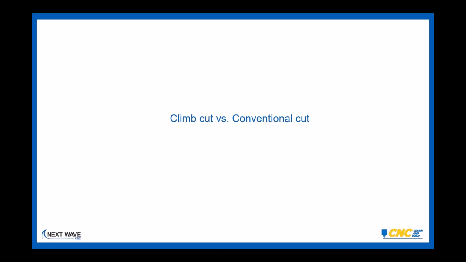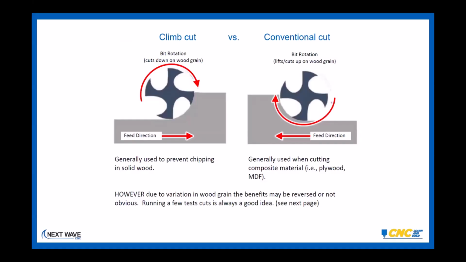Next, I want to touch on climb versus conventional cut. This is something that comes up in profile cutting primarily, but also in pocket cutting. And the basic understanding of it that I mentioned previously is that climb cutting and conventional cutting is the traditional way that you would push a router or you would push your work.